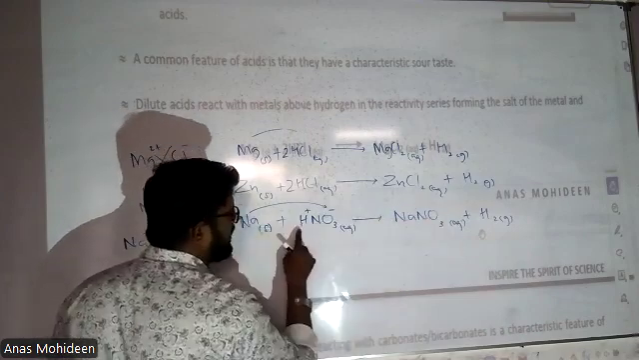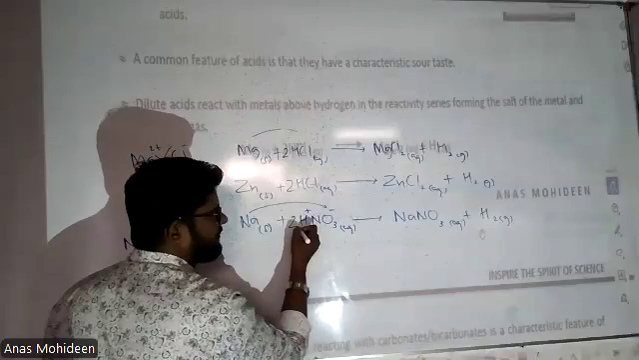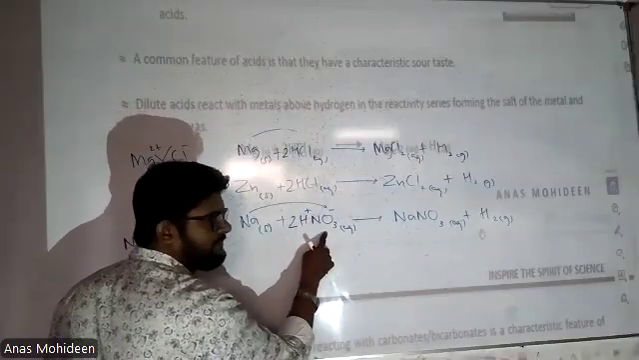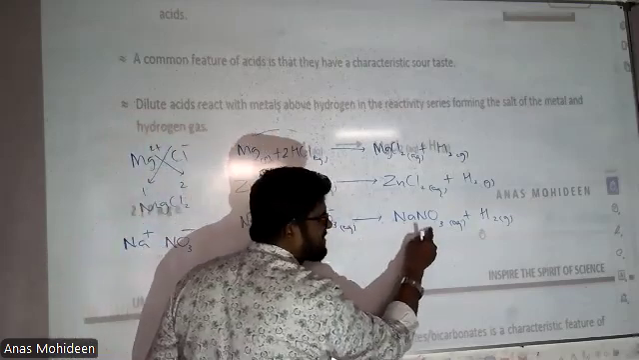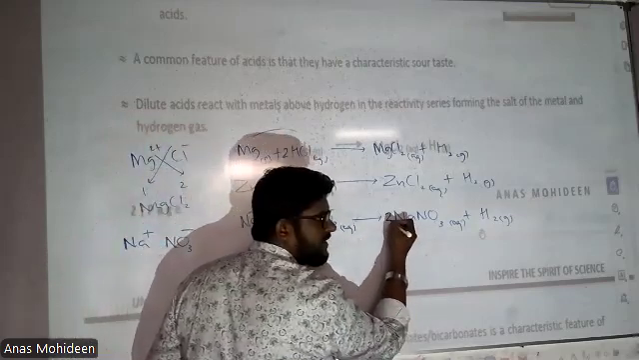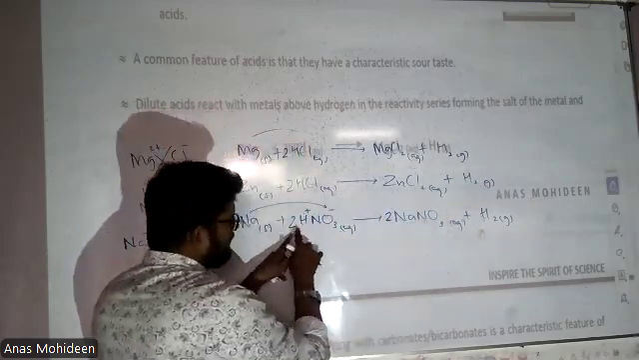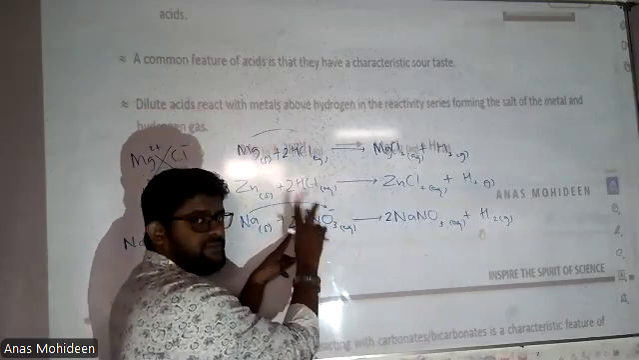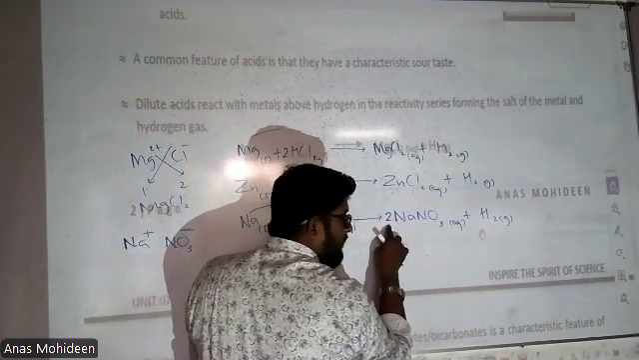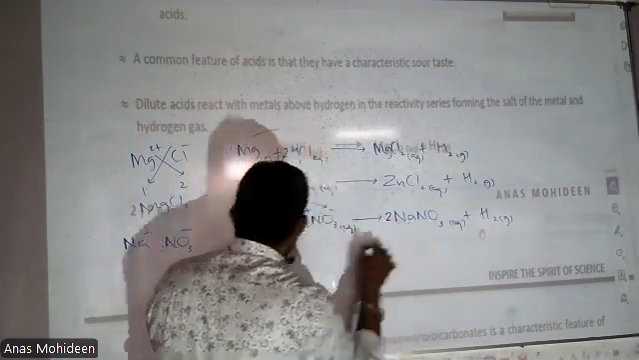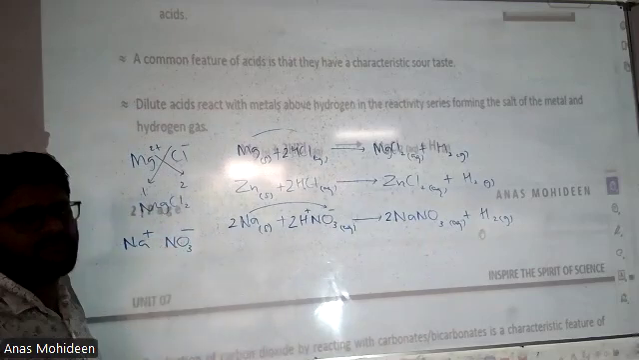Now H2 has only one H, so I'm writing 2. NO3 also becomes 2 now, 2 N and 2 O3s, but only one NO3 is there, so I'm writing 2 here. Got it? Since you wrote 2 here, NO3 becomes twice. So I'm having only one NO3, so I'm writing 2. Now what happened? Sodium became 2, so I'm writing 2 here. So it is balanced. This is how, one after the other, you have to balance.